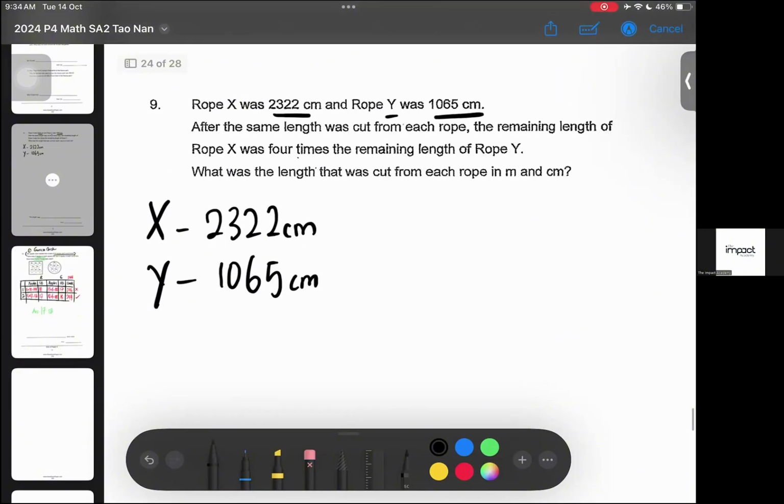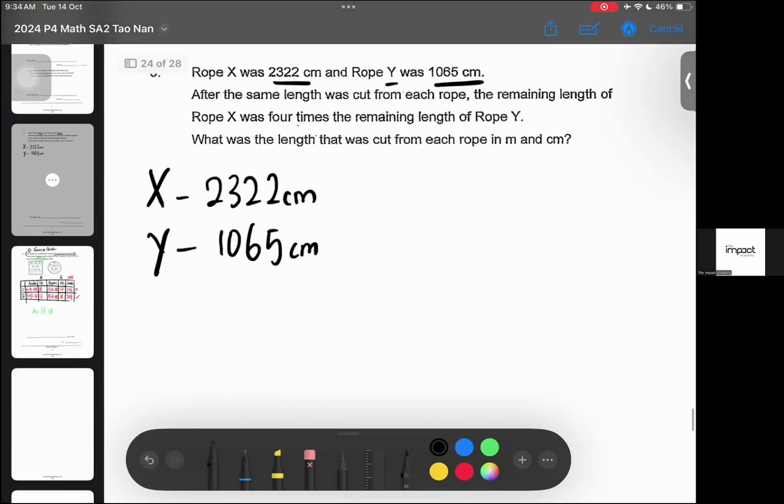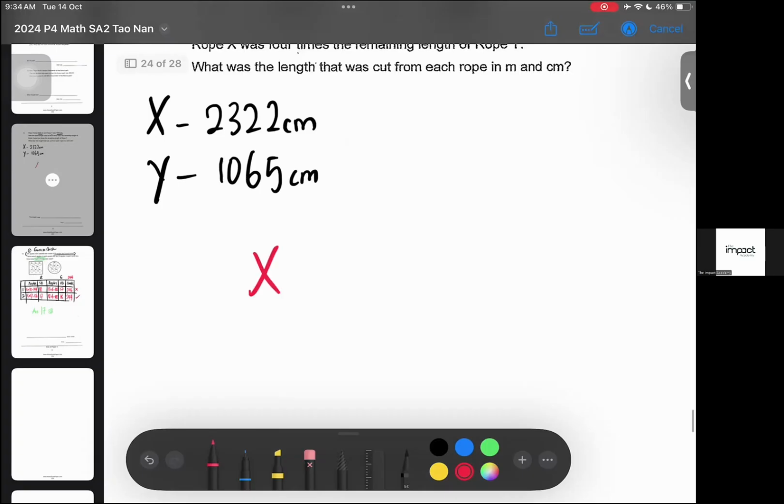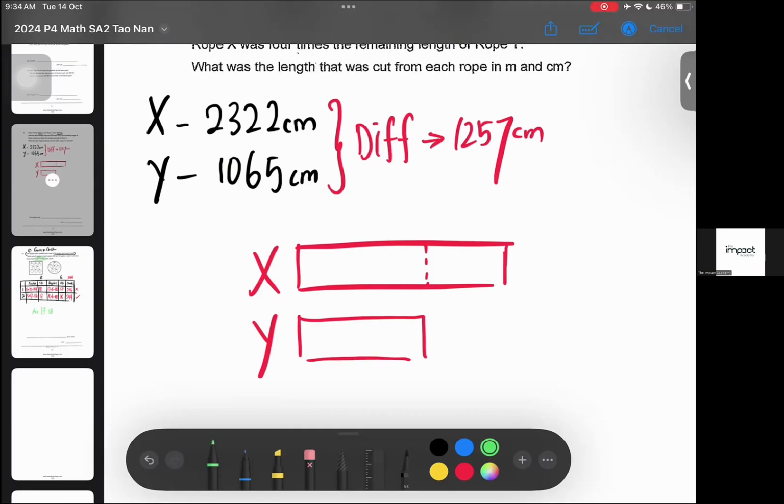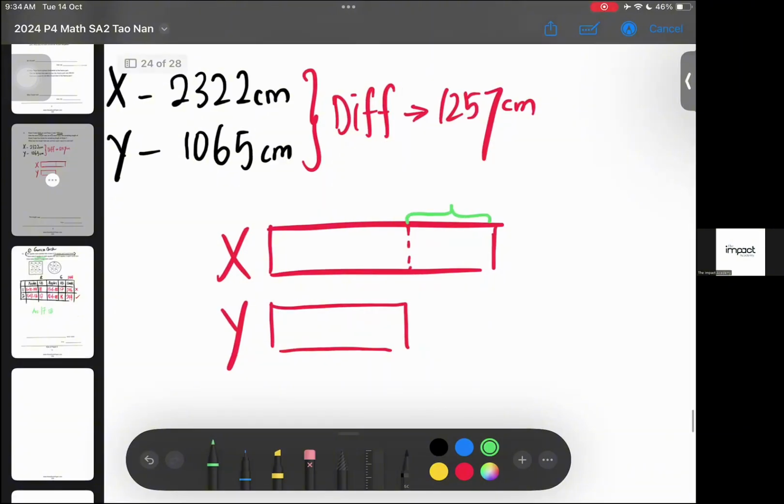Now, can I draw a model? If I want, I can draw a model, definitely. So X is over here, Y is over here. We know that X is definitely longer. Do we also know longer by how much? We definitely know, it's longer by their difference. Their difference in this situation is 2322 minus 1065. We get to 1257 cm. So I'll first have 1257 cm written down nicely over here.